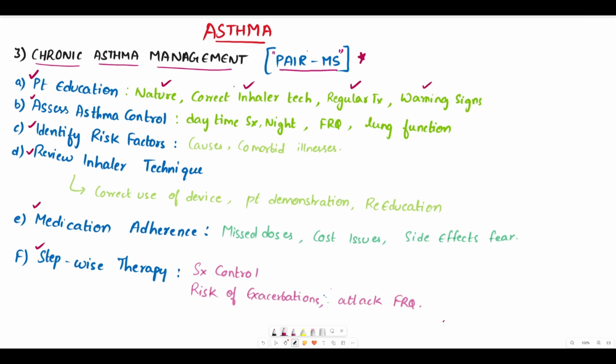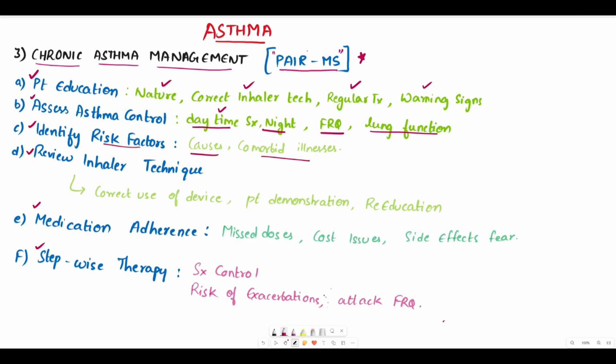And next one is A, which is assessing the asthma control. During every follow up, the things you need to evaluate are, first, the daytime symptoms and also the nighttime symptoms. You should also know the frequency of the reliever use, how long he is using that, and also the lung function. All of these factors should be evaluated during every follow up.